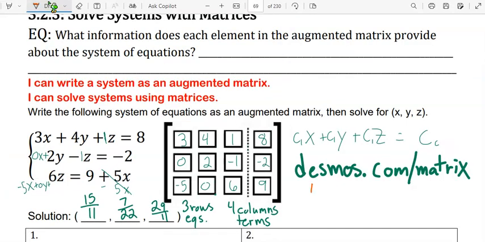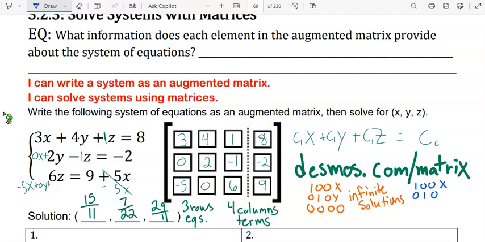Now, if we ever end up with something like this, with all zeros in the last row, this would be infinite solutions. And then if you ever get a case where you have a number for x, a number for y, and then z gives you a 0 equals 1, this would be no solution.